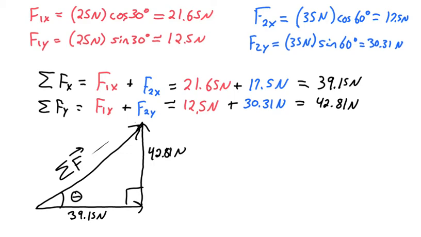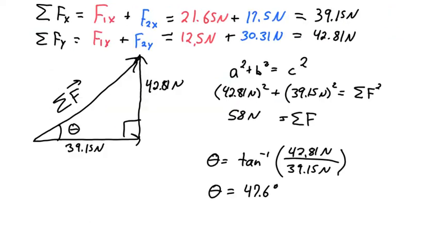So to get the net force magnitude, we'll do Pythagorean theorem. For the angle, we'll do inverse tangent. At this point, I've solved for my net force. I know both the magnitude and the direction for that. So 58 newtons at 47.6 degrees. That'd be 47.6 degrees north of east. I'll just make myself a note about that for later.